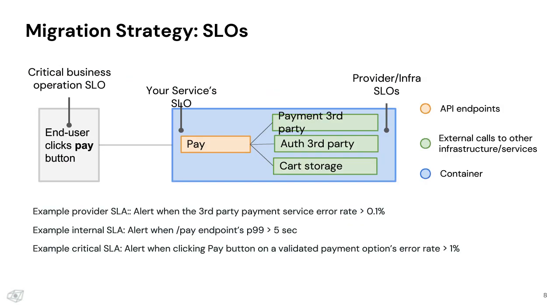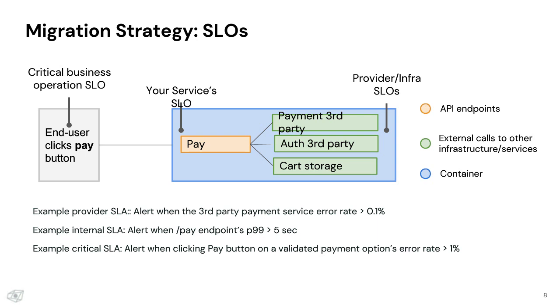So here is basically an illustration to further define what I just talked about. We have the end user state here where a user is clicking a pay button. And this is our critical business operation SLO. It's defined here. So basically, alert when clicking the pay button on a validated payment option's error rate is greater than 1%. That would be an SLO here that defines when I'm losing revenue and is basically a critical alert for this section of my system.